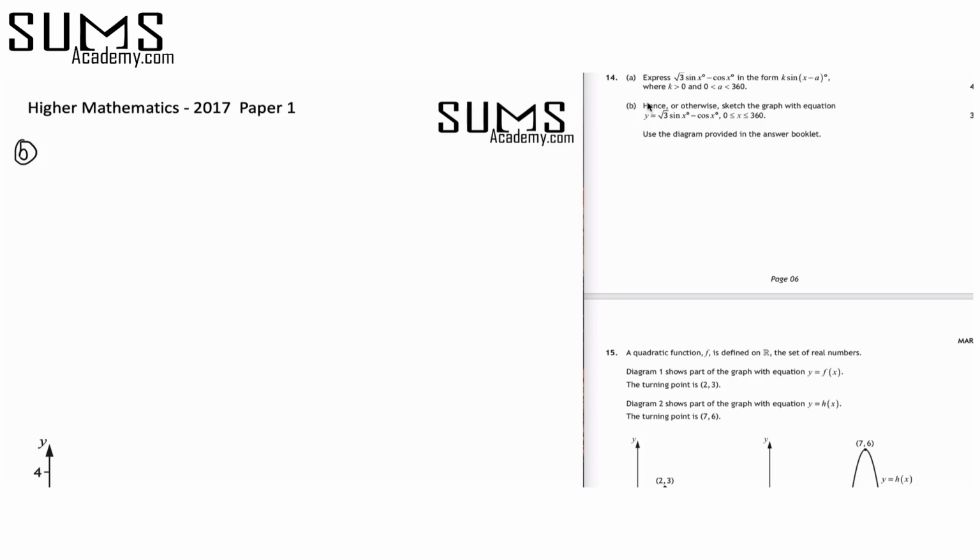So question 14 part B: hence or otherwise sketch the graph with the equation y equals root 3 sine x minus cos x. It's the same one as before. Often for these ones, you're going to want to use your answer from A to help you solve your answer for B. So if we write out our final answer from A, which was 2 sine (x minus 30).